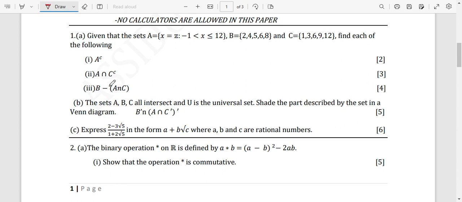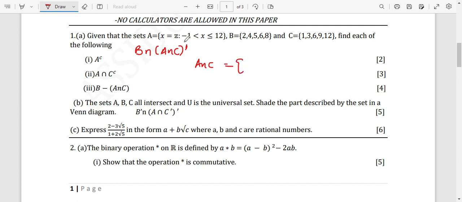So let's work out now B minus A intersect C. I can also write it as B intersect A intersect C complement. The first thing that I'm going to work out is A intersect C. Okay, I'll work out A intersect C.